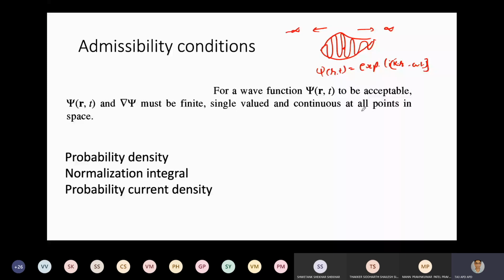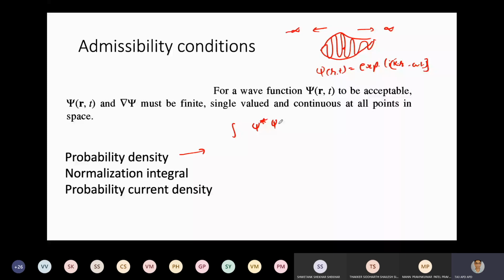Again, why is it so? See, we have seen all these parameters, the probability density. So what was the probability density? That was psi star into psi. That was the probability density. And when you multiply it by this, integrate it from minus infinity to plus infinity, it gives you the normalization procedure.